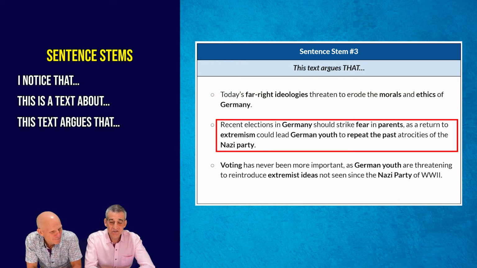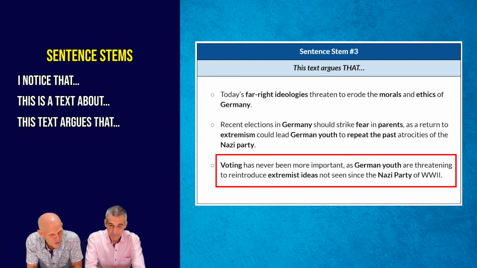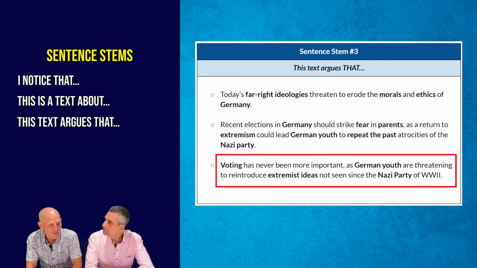This text argues that recent elections in Germany should strike fear in parents, as a return to extremism could lead German youth to repeat the past atrocities of the Nazi party. That smells like a 7 in the making, Giles. Right. This text argues that voting has never been more important, as German youth are threatening to reintroduce extremist ideas not seen since the Nazi party of World War II.